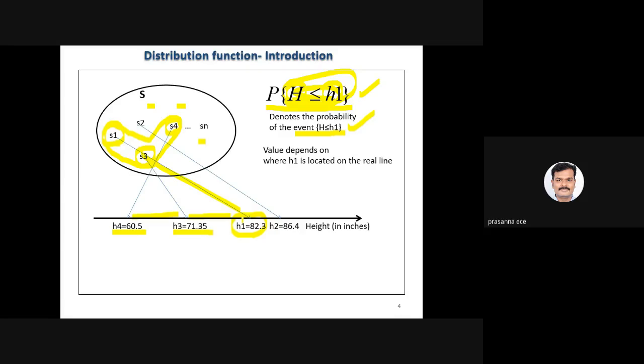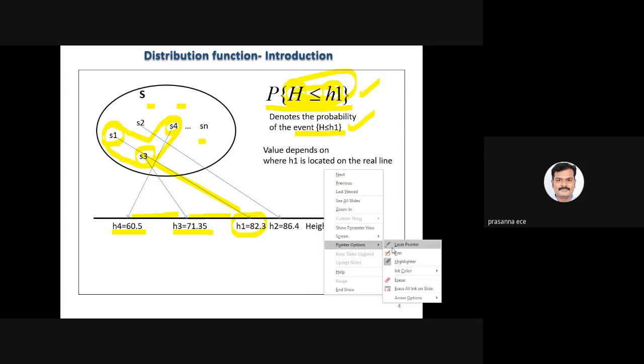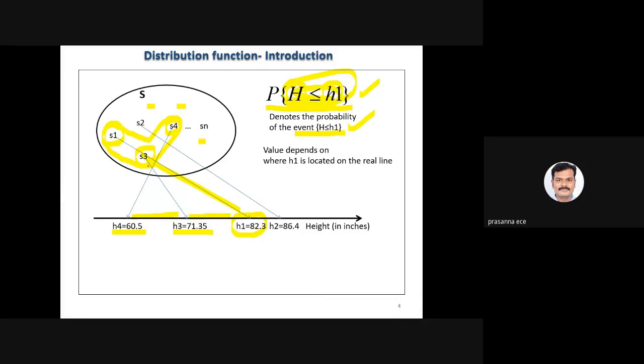So this is how we are moving from the domain of the real numbers to the domain of our sample space. This is the particular event, and that is the probability of that particular event. This is the subset of the sample space, which is represented by this event. Now we are asking the question, what is the probability of that particular event? What is the probability of h being less than h1?